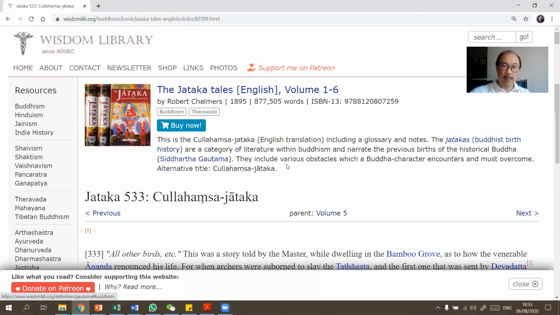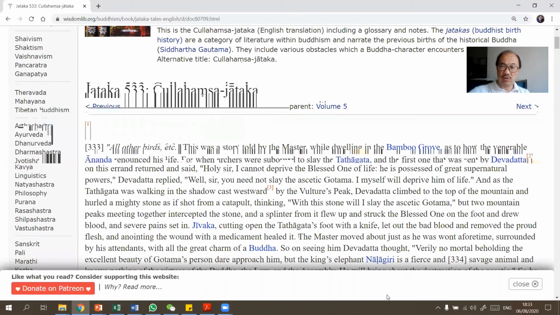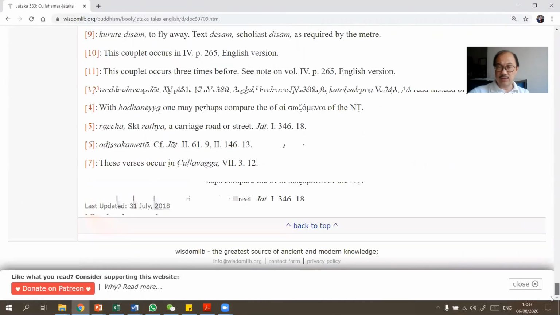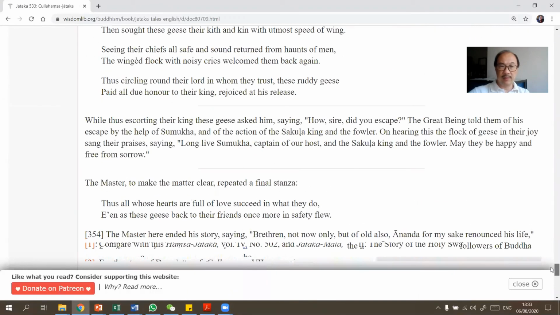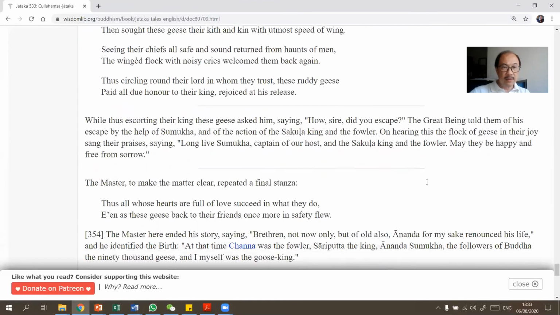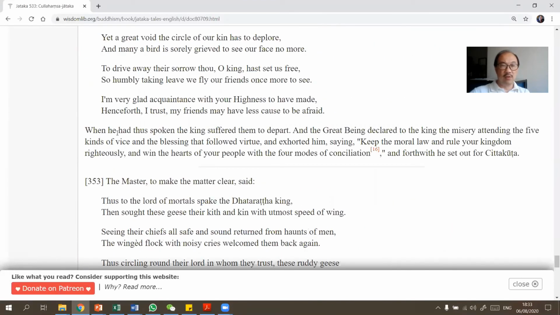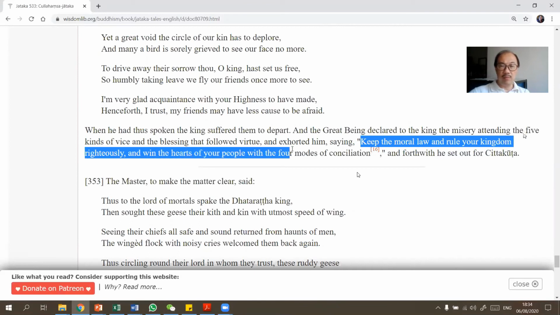So let's take a look at one of the Jataka. What's inside? You have the Jataka stories over here, all the stories that you can read on your own later on. I'm going to point to the end of the Jataka story. This is the most important part, the conclusion where the Buddha mentioned that, for example in this case: keep the moral law and rule your kingdom righteously and win the heart of the people with the foremost of conciliation. So this is the last part of it, and this is the lesson learned from the Jataka.